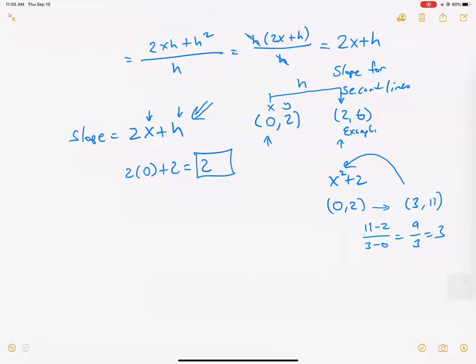Now, if we use this formula here, that we said is going to predict all the slopes, you plug in our x, you plug in the distance away. What's the distance away? It's going to be 3. Our slope is 3, which is what we said it was supposed to be.